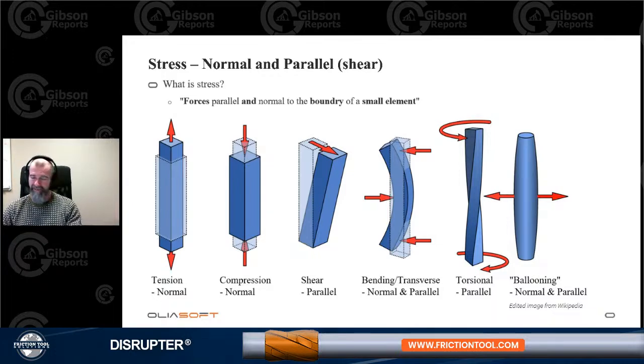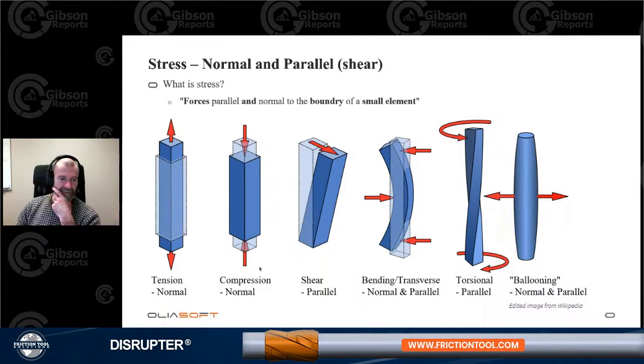So at least my gut feeling for stress is that it's not always that easy to understand what it actually is. So I actually tried to boil it down to something that might be a little bit more understandable. I found a quote on Wikipedia that said that forces parallel and normal to the boundary of a small element, that's what stress is. And so I looked at it and thought, I don't think I fully get it. So I thought, well, I probably should have some images here. Maybe that might be a bit more helpful.